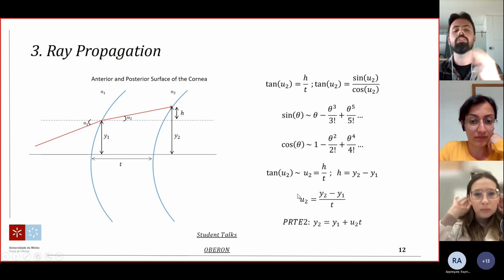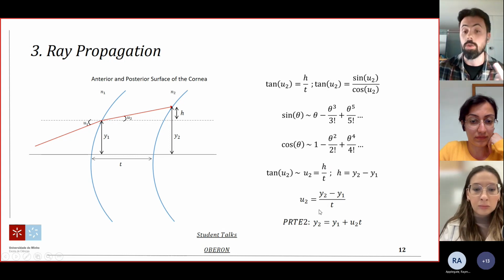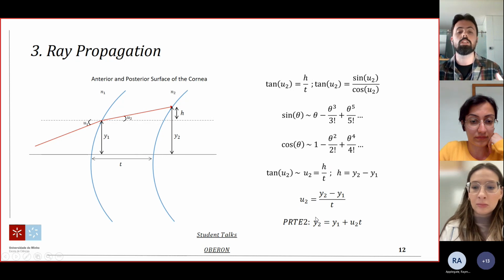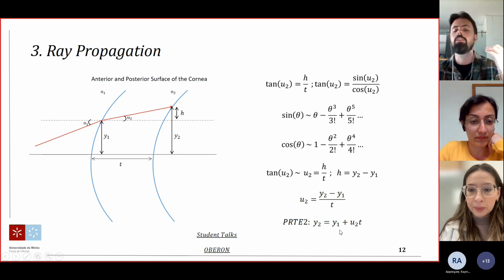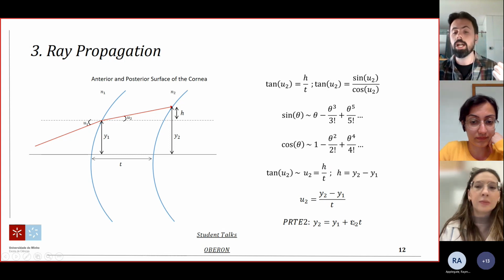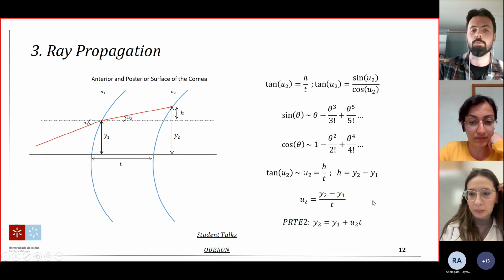So now we have the second paraxial ray tracing equation. So now we are able to understand what is going to be the height at which you are going to hit the second surface, having the information of the first surface, this angle of refraction with respect to the optical axis, and the distance between both surfaces.